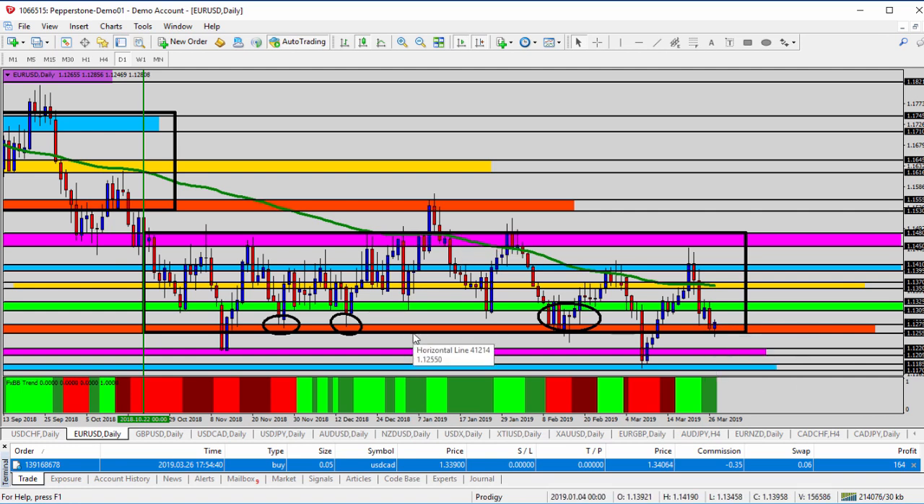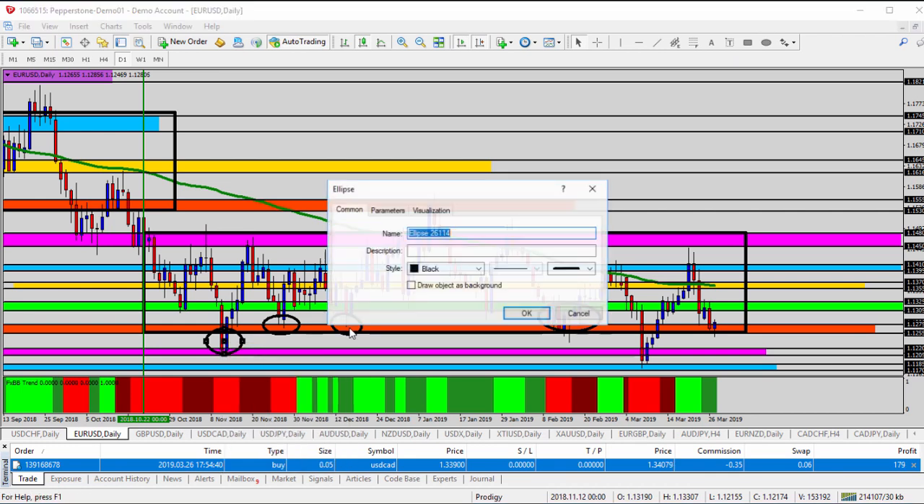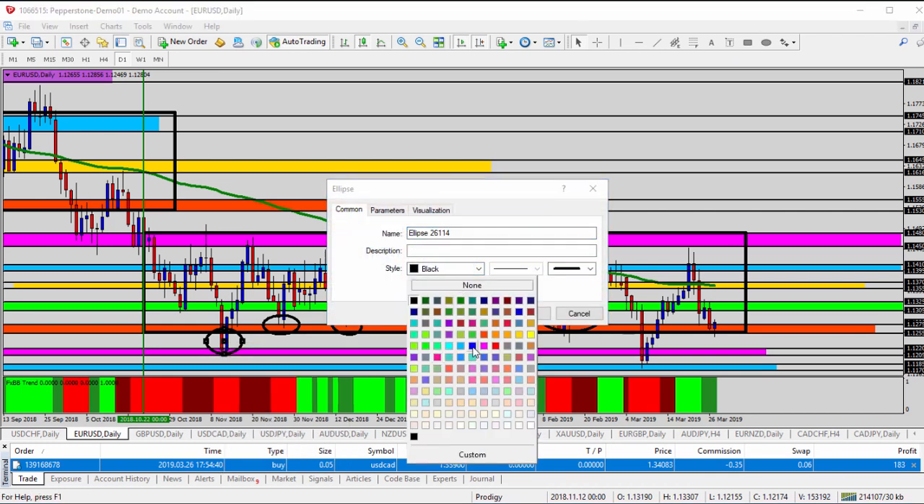Go back in time just a bit. The three black circles show support here. It's not too hard to see that. Support, bounce up, support, bounce up, support, bounce up. We have two instances, and let's just highlight them a little bit differently. Let's make those blue circles just so they are different here.